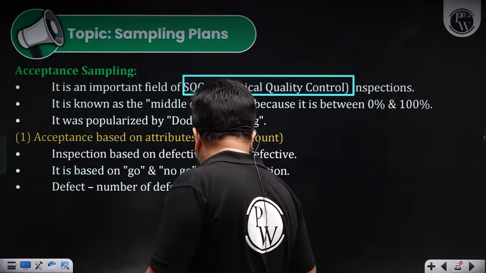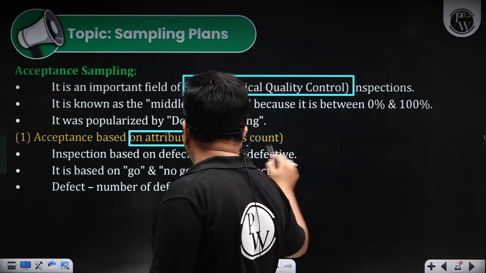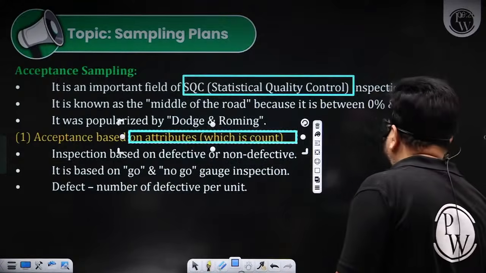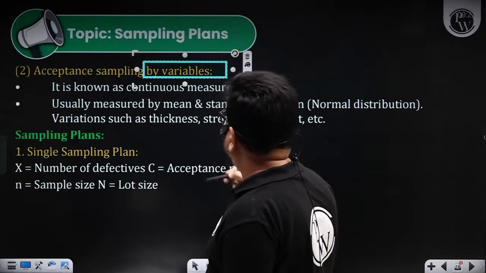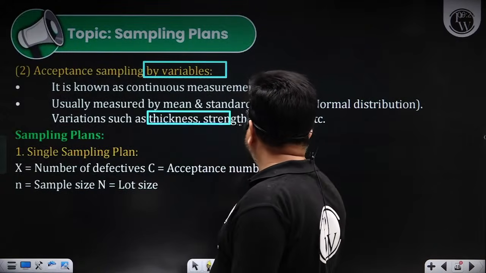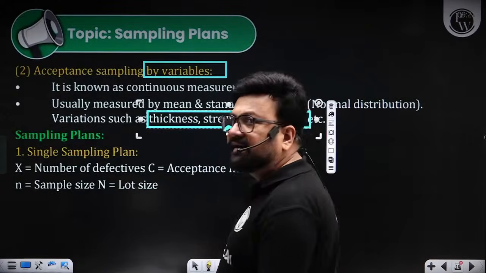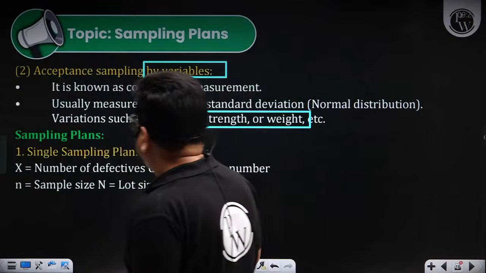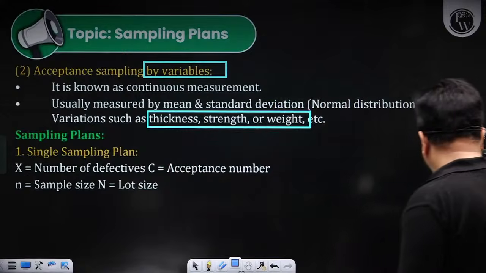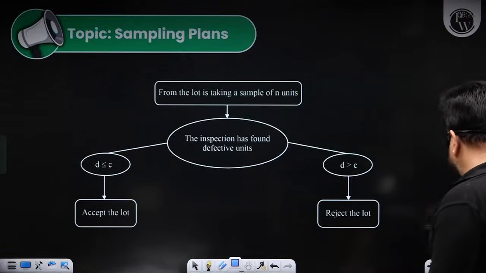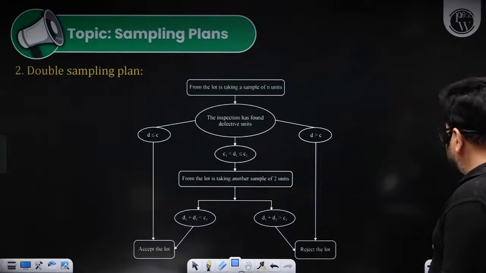Acceptance based on attribute, which is count, and acceptance based on variable, where we cannot count, we can only measure, like thickness, strength and weight. There are two types of sampling plan: single sampling plan and double sampling plan.